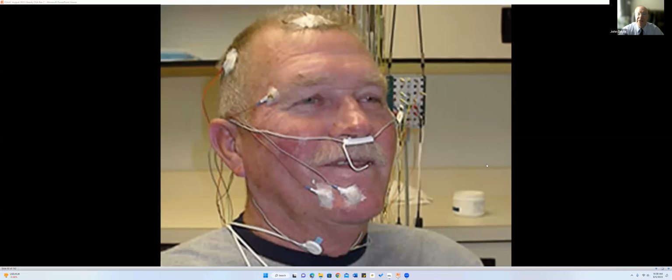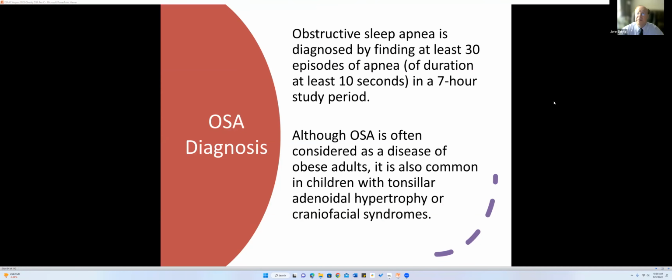So the instrumentation shown here, they have electromyography, electrooculography, and electroencephalography, as well as transduction of flow through the nose and the mouth. So the diagnosis of obstructive sleep apnea, you find at least 30 episodes of apnea of duration at least 10 seconds in a 7-hour study period.